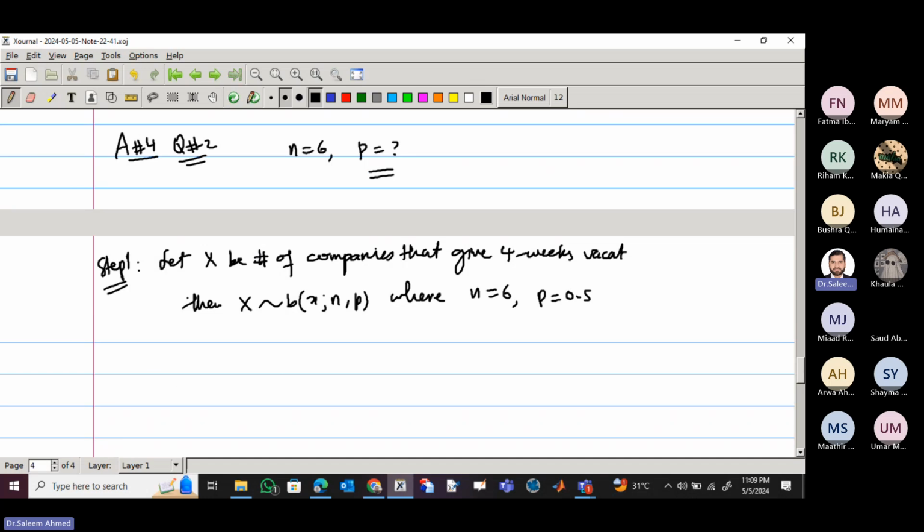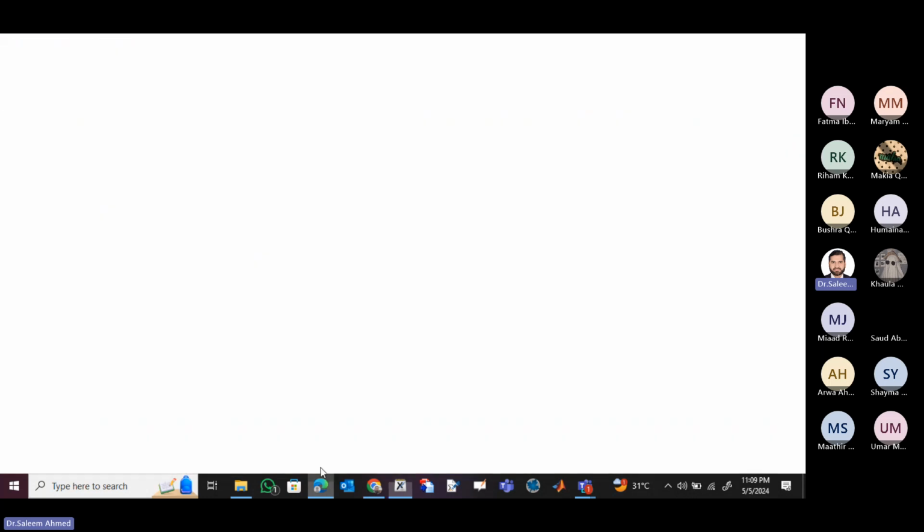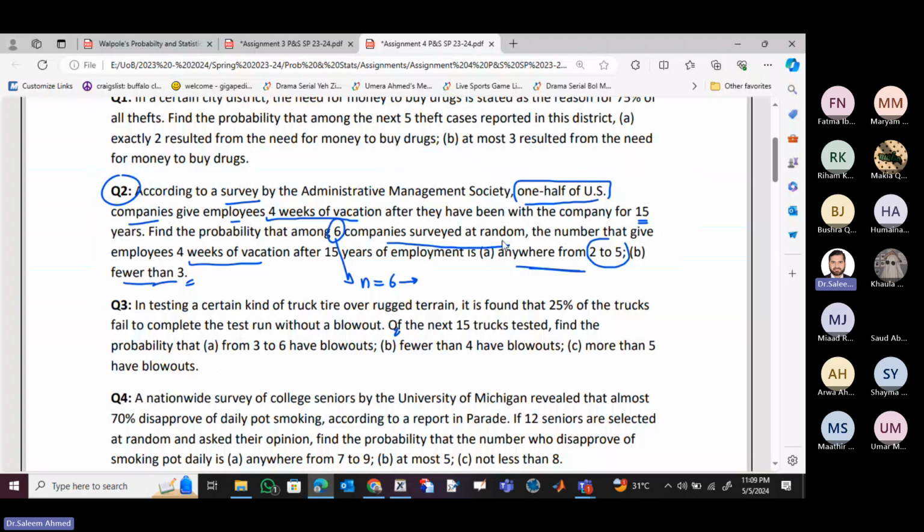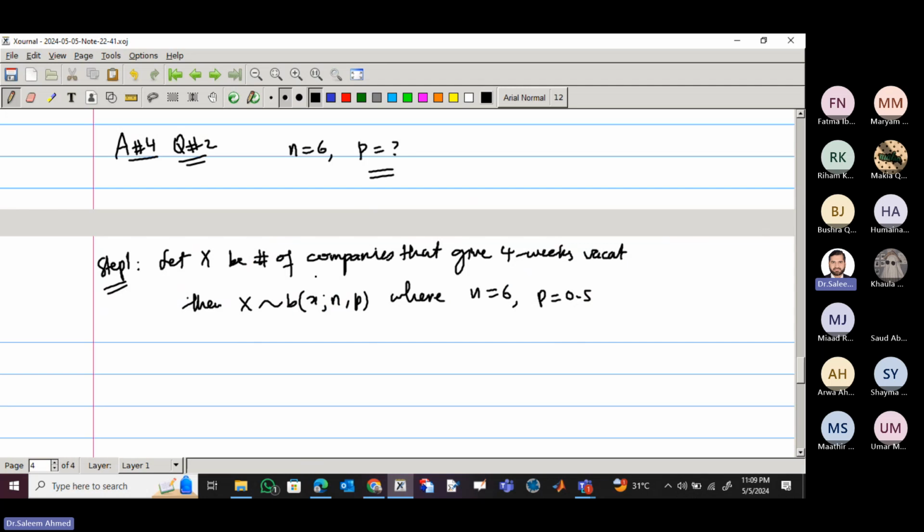Step one is write X, whatever it is, and X will come from your question, what they have asked. What is the probability that out of 6 companies, how many companies give you 4 weeks of vacation? So I said, let X be the number of companies who give 4 weeks vacation, right? Then X is a binomial distribution, and write n and p.